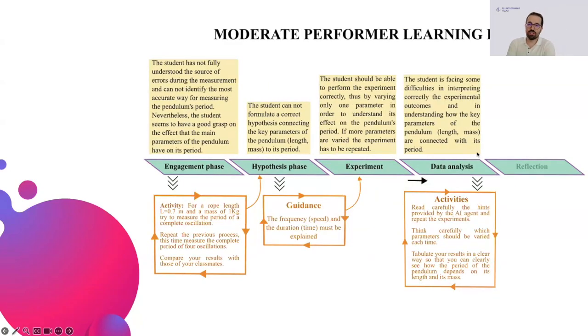Now consider the case of a student who has been identified as a moderate performer at each phase. So of course, he will come here, come in this loop, again perform some activities. In the hypothesis, probably now, he will do a bit better and he can make the correct hypothesis about the length of the rope and the mass. He will perform the experiment correctly, and maybe here in the analysis, he will have some difficulties to interpret the data. So he will again come here in this loop, and there will be no time for the reflection phase.